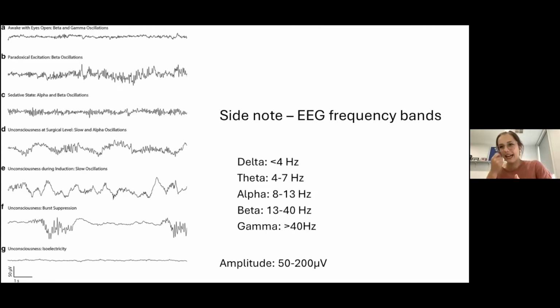So with our EEG frequency bands, we've got delta as our really slow wave. In deep sleep, it's less than 4 hertz. We've got theta waves, which are 4 to 7, alpha 8 to 13, beta 13 to 40, and gamma greater than 40. And if you are looking at the amplitude of your EEG, it's very low amplitude. That's microvolts. On your ECG, it's millivolts. So it's really tiny changes in voltage that we're looking at here.